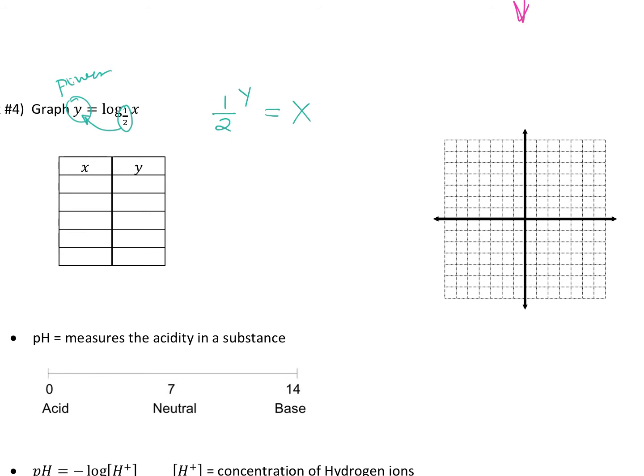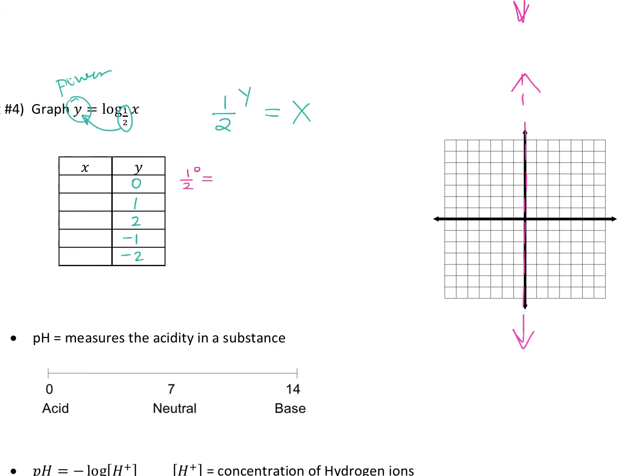Now this is a little trickier, right? Because now you're taking 1/2 to a power. It's not terribly trickier, but it just is a little more to think about. What numbers are we plugging in and for what variable? For the y, right? We're plugging in for y right now. So I'm going to plug in 0, 1, 2, -1, and -2. All right, so let's do this. I would first start by graphing my asymptote. Looks like that.